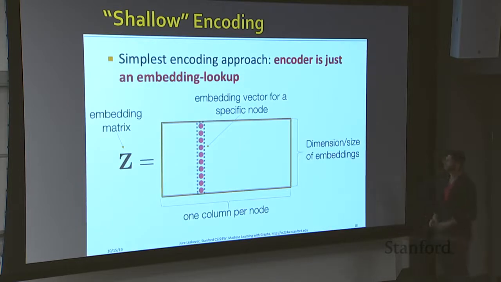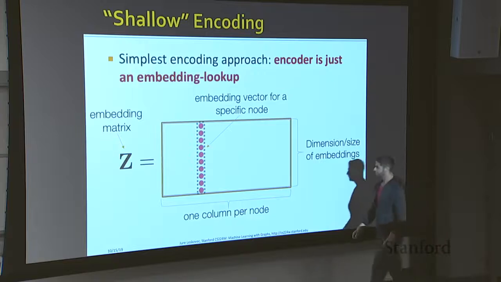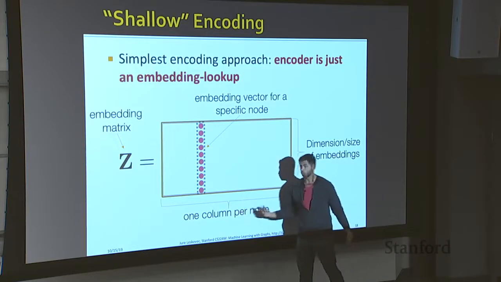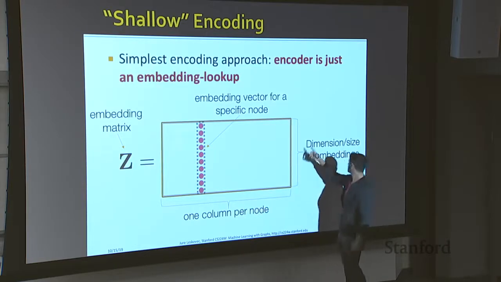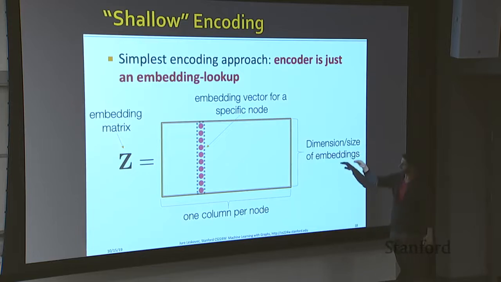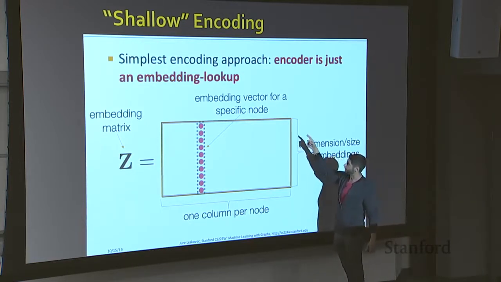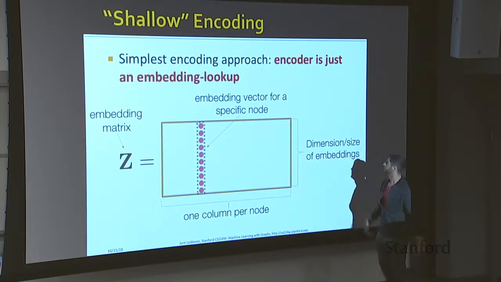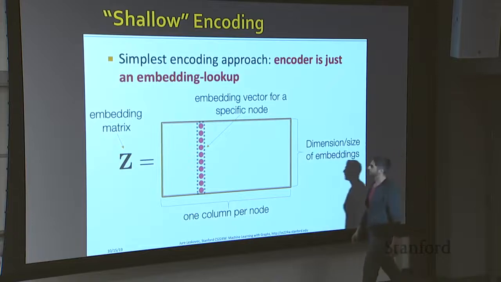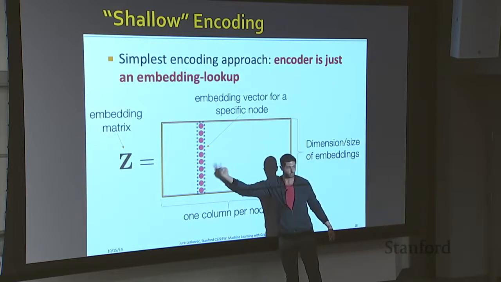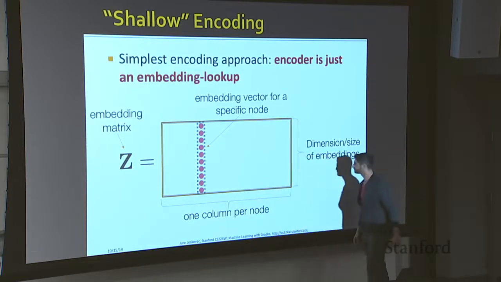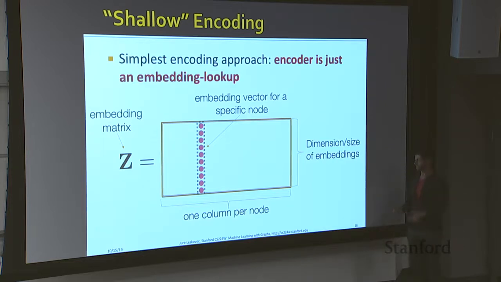Now, how does this look? So our embedding matrix will have basically one column per node, and the number of rows will be exactly equal to the dimensionality of our embedding, okay? So each embedding vector will correspond to one of the nodes in our graph, okay? So this is the class of embeddings that we're going to be seeing today, basically.